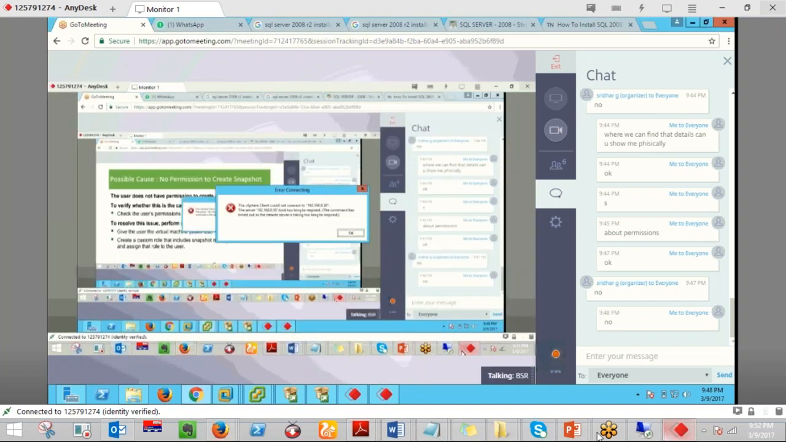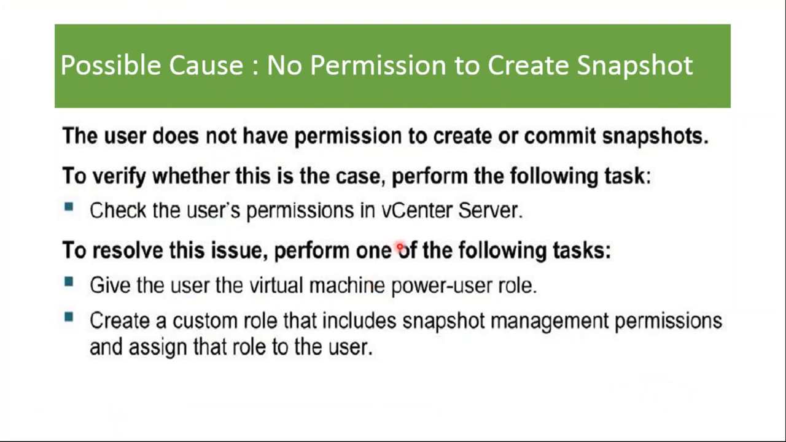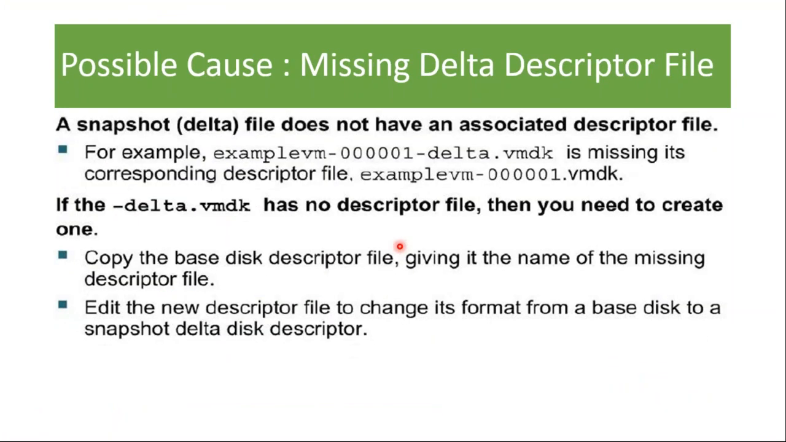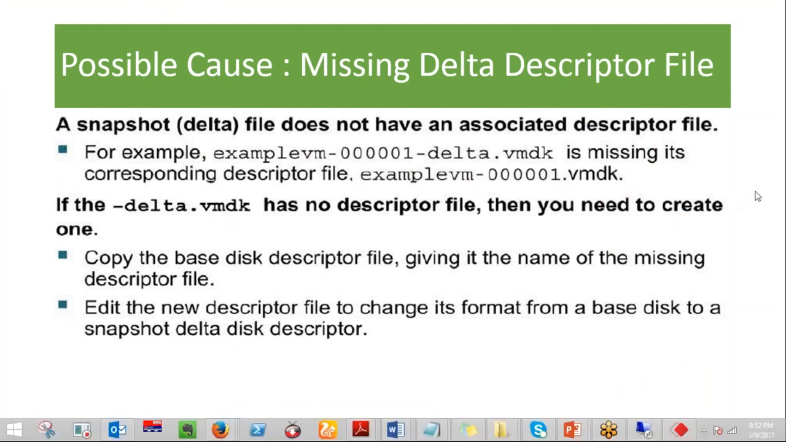Murli, let me know once your vCenter server is back. Meanwhile, I will go to the next slide. So possible causes: missing a delta descriptor file. Due to that, you are not able to commit or create a snapshot. A snapshot disk file consists of a virtual disk descriptor file paired to your delta extent file. These delta files are based on your VMFS sparse format, intended to store the delta content for a period of time, otherwise known as a snapshot.